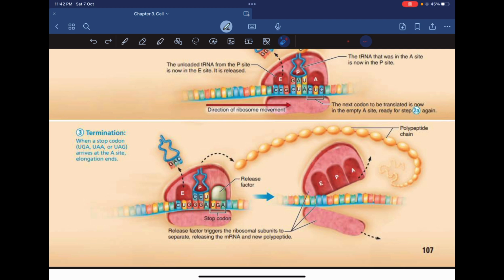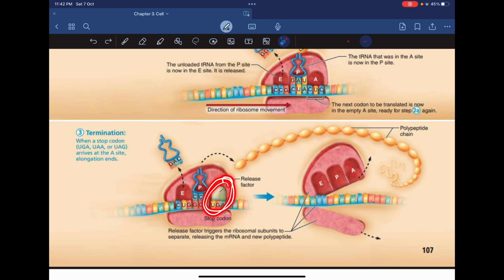So if they ask you, the stop codon comes and binds where? It binds to the A site. The polypeptide chain is released from where? It's released from the P site. The tRNA that we don't need anymore is released from where? From the E site. We should all know this, okay?